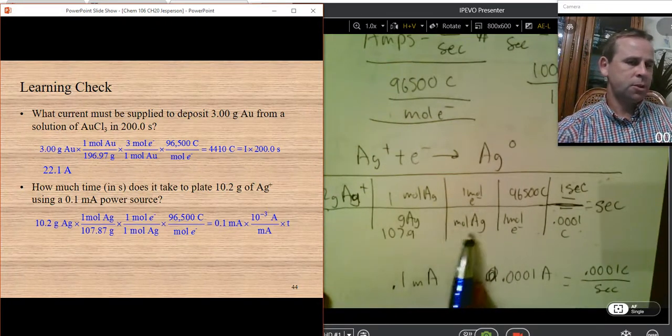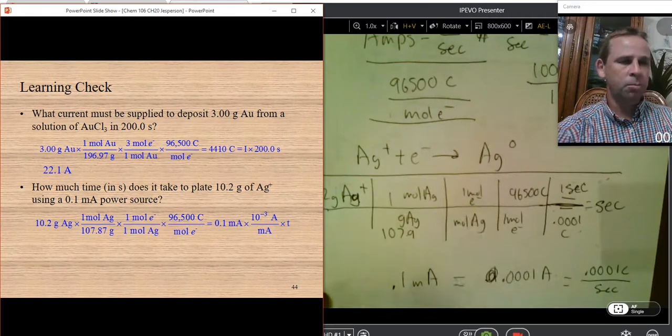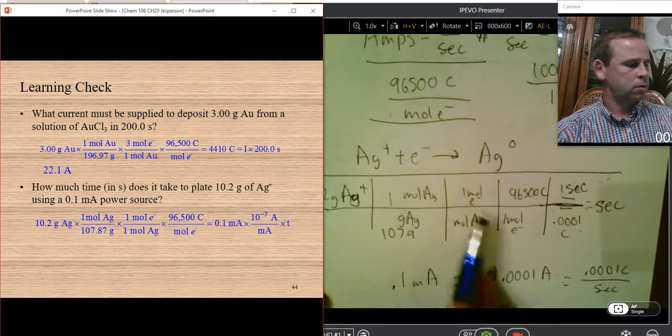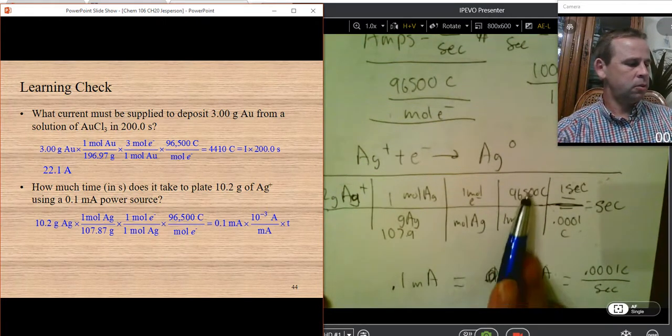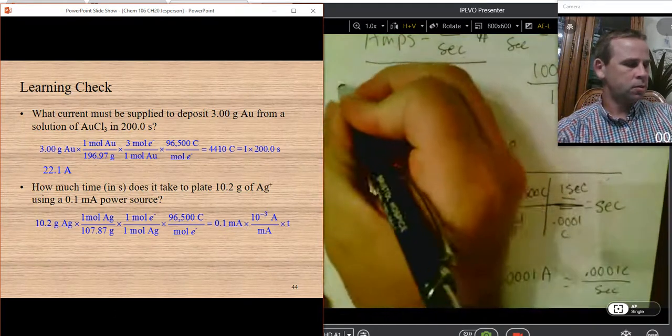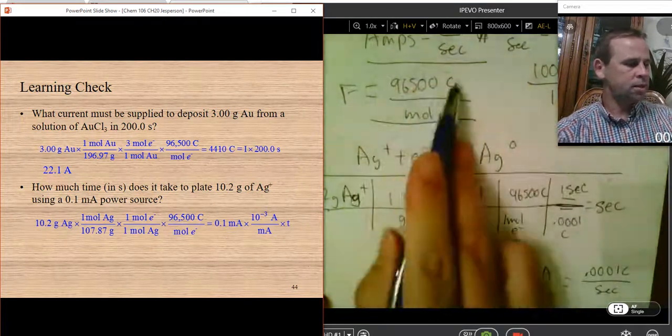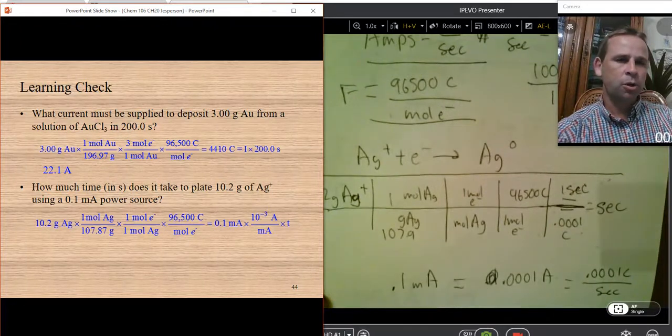For every mole of silver that's going to electroplate, we need a mole of electrons. This is our new constant here. Faraday's constant says that there's 96,500 coulombs of charge per mole. That's a constant which will be provided for you.